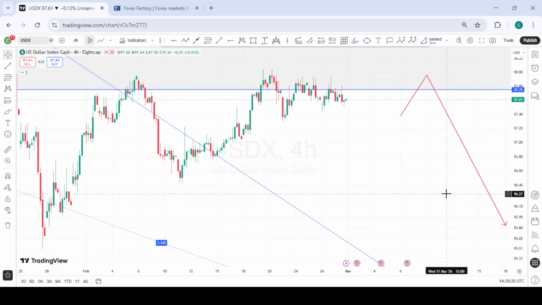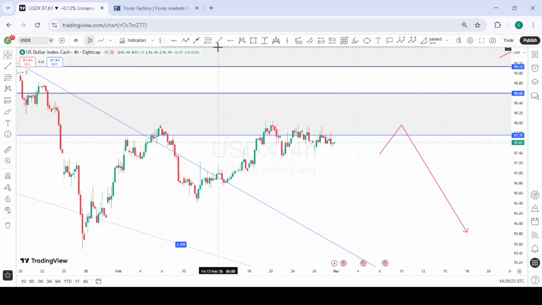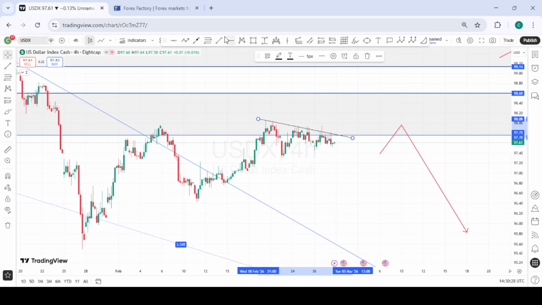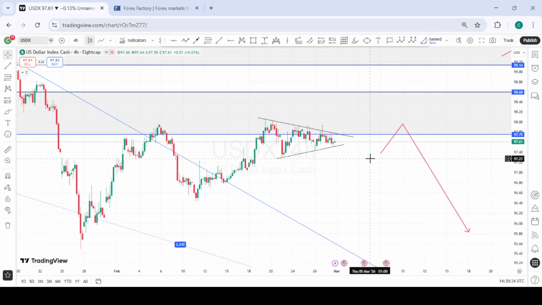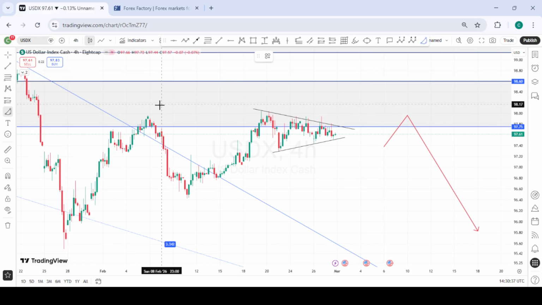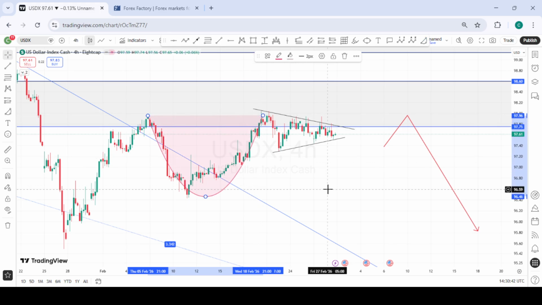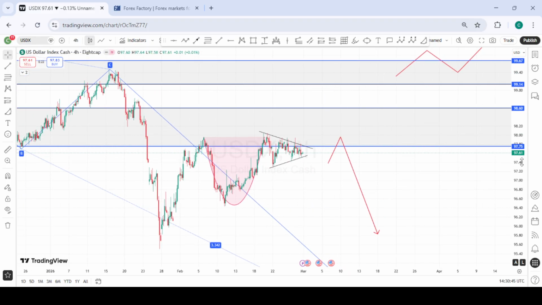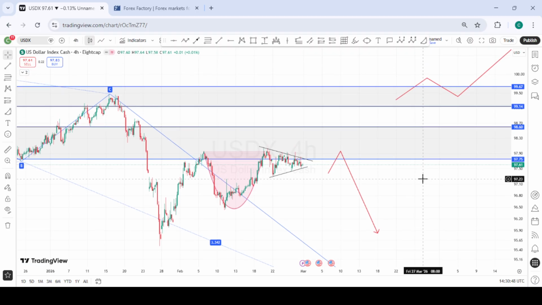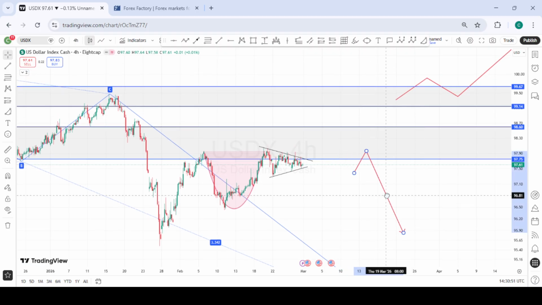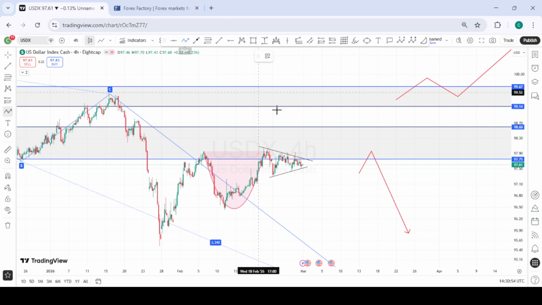But another thing that is also developing with DXY is that we are likely seeing this flag pattern, which is screaming a bullish continuation. And we can see also a possible cup and handle formation. So this is also screaming some bullishness from this area of interest. So this is also another possibility. If we don't get the bearish momentum from this zone, price is likely also going to break out of this wedge or flag and come for a pullback and continue to the upside.